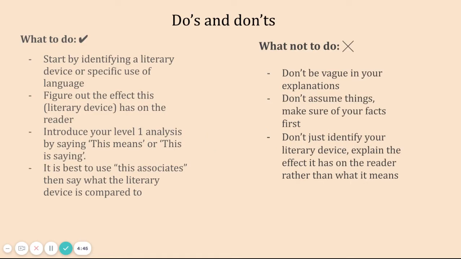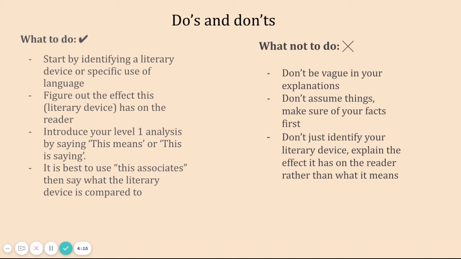First thing you should know are the do's and don'ts of level 1 analysis. Basically, everything you should do is to start by identifying a literary device or specific use of language in your text. Then, you figure out the effects this literary device has on the reader. After doing so, introduce your level 1 analysis by saying this means or this is saying, but actually it's just best to use this associates, then say what the literary device is compared to.